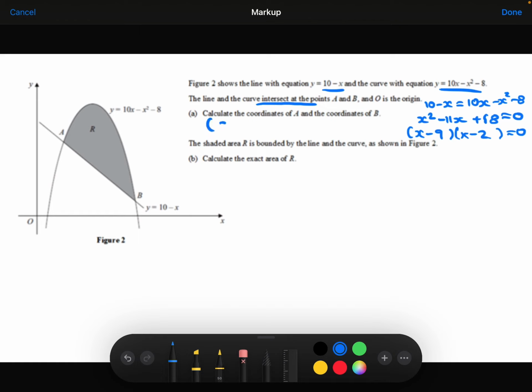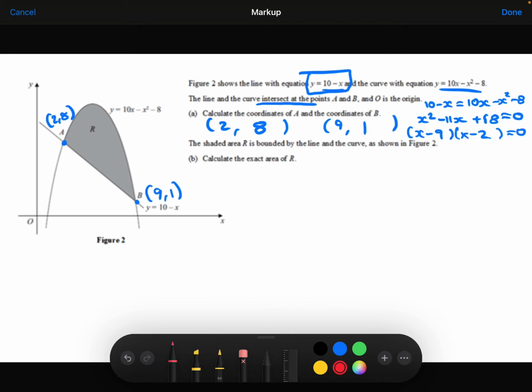So x is either 2 or 9. Substitute those into either of the original functions to work out the y coordinates. So y is 10 minus 2 or y is 10 minus 9. So the coordinate of A is 2, 8. The coordinate of B is 9, 1.